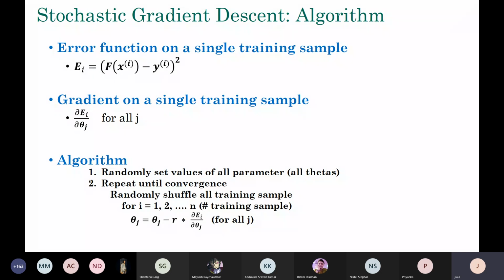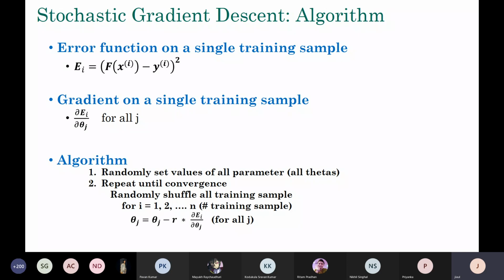Sir, yes, please go ahead. Sir, by the second point, you mean that for calculating the theta_j, every time for all j, we randomly shuffle the training samples and select one training sample for each j?